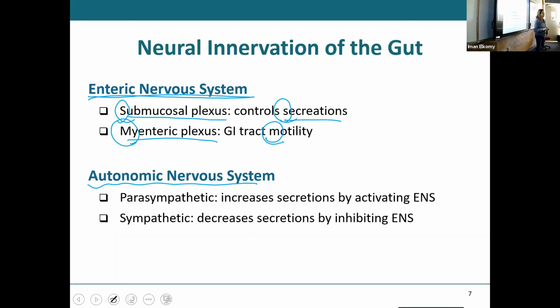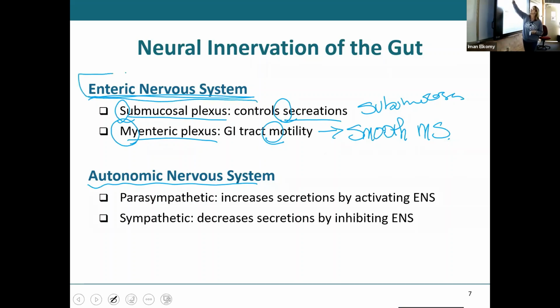All right, can we just keep the S's with the S's and the N's with the N's and call it a day? So that means myenteric plexus is controlling all of my smooth muscle that is in the GI tract. The submucosal plexus is controlling all of the secretions from those glands. And that is found in the submucosa. Both of those plexuses together make up the enteric nervous system. And that enteric nervous system is controlled by the autonomic nervous system.